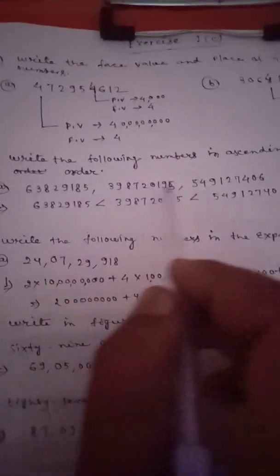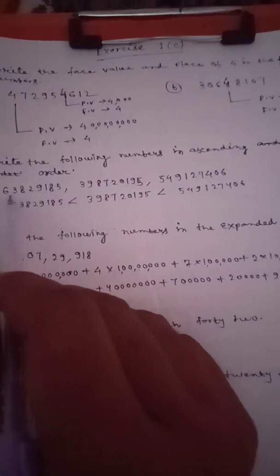Question number 2. Write the following numbers in ascending order. There are some numbers given, so we just count the digits of the numbers. Then we arrange these numbers in ascending order. I think this number is the smallest number in this group. So we first write this one, then this one, and then this one at last. In this way we can write the numbers in ascending order.